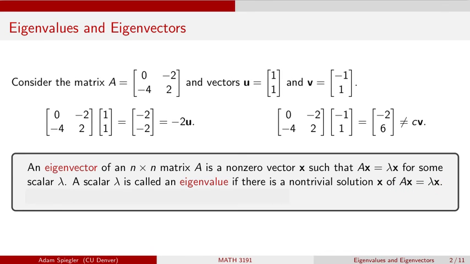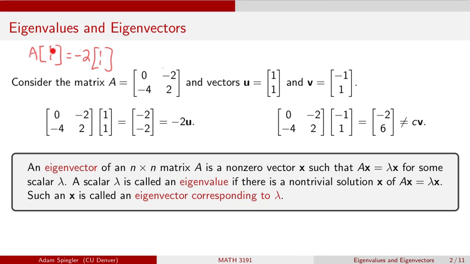So in this case, we would say that -2 is an eigenvalue because this equation A times x equals -2 times x has a non-trivial solution, namely the vector U, 1, 1. So we would say that -2 is an eigenvalue of this matrix A, and this vector, in this case 1, 1, is an eigenvector corresponding to the eigenvalue -2. So just to get all of these terms straight, we would say -2 is an eigenvalue with corresponding eigenvector 1, 1.